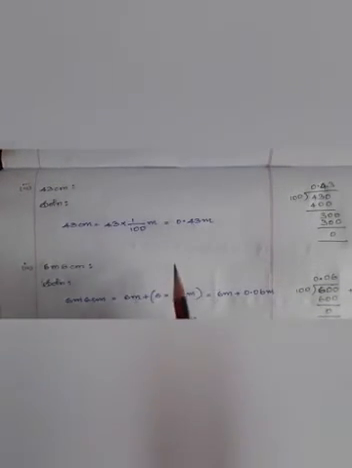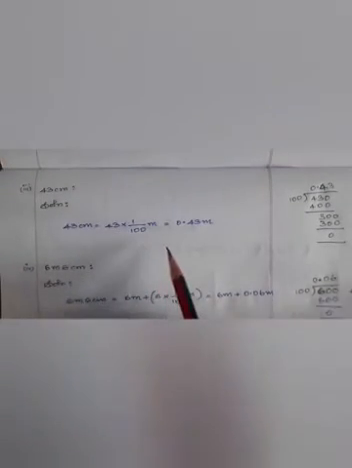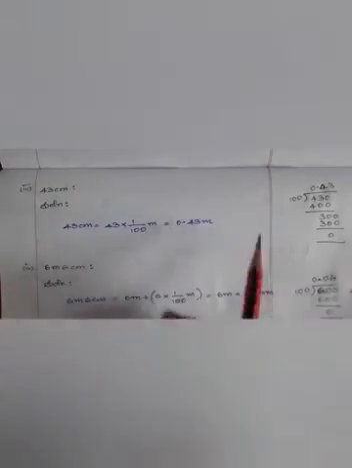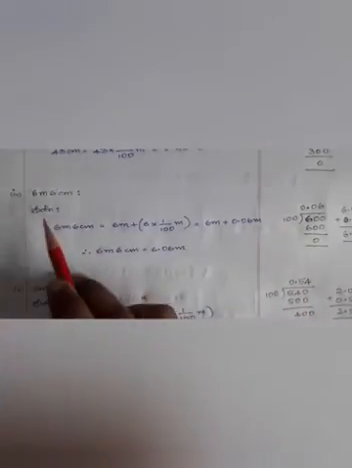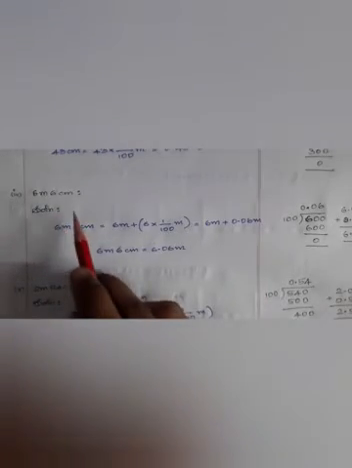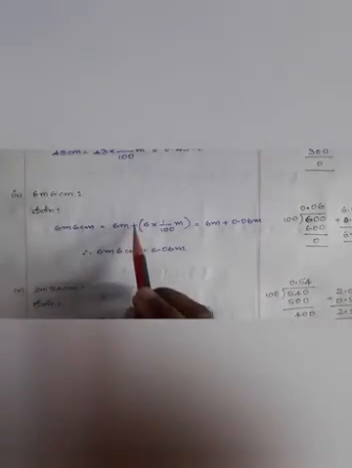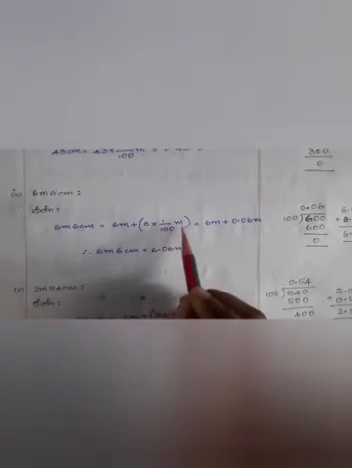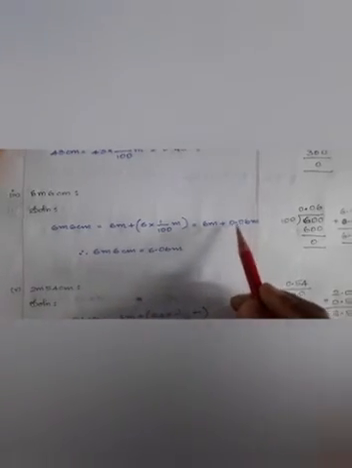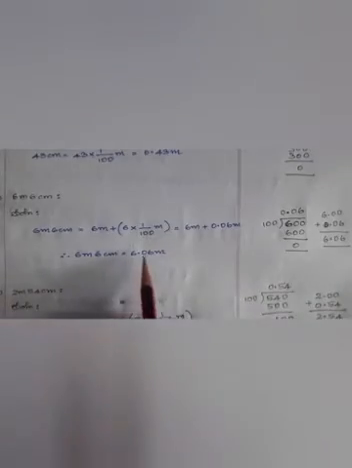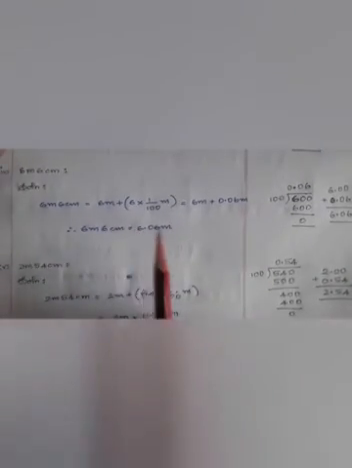Okay. Now the next question, 43 centimeter. 43 into 1 by 100 meter is equal to 0.43 meter. 6 meter 6 centimeter. Here we have to change only the centimeter to meter. So 6 meter plus 6 into 1 by 100 meter is equal to 6 meter plus 0.06 meter. Therefore 6 meter 6 centimeter is equal to 6.06 meter.